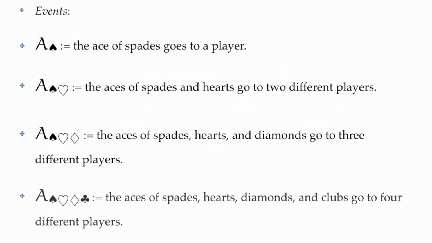And finally, the target event. Let A of spades, hearts, diamonds, and clubs represent the event that the 4 aces each go to a distinct player. Everybody gets an ace. Now, these are clearly events which are relevant to the problem at hand, but there are certain inclusions in these sets. And we can very quickly figure out what these inclusions are.